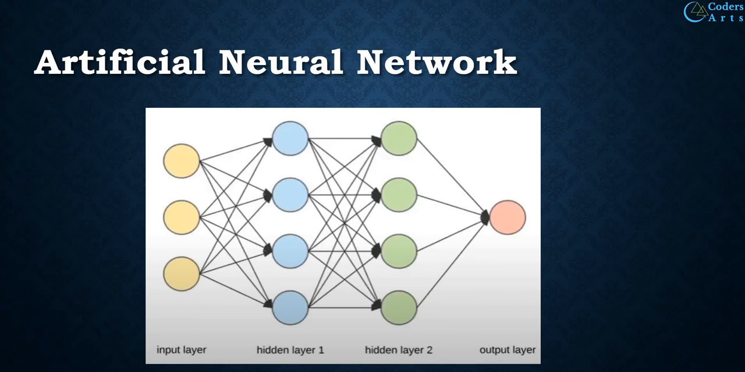The diagram you can see on the screen is a multi-layer perceptron. A multi-layer perceptron must have at least three layers: input layer, hidden layer, and output layer. These layers are fully connected to each other, and each node in a layer is connected with a weight to every node in the next layer.